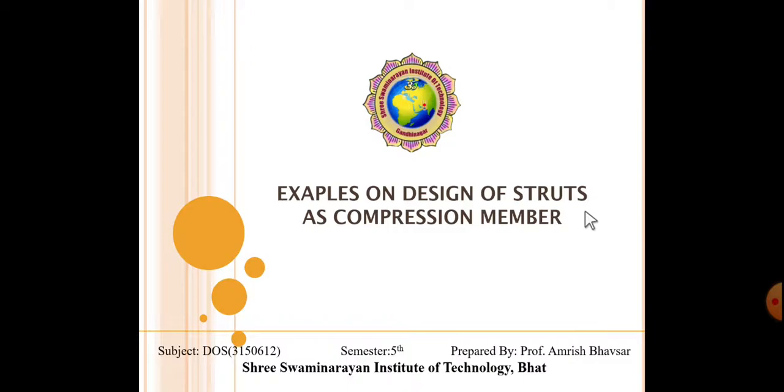So, in previous lectures, we have understood how to analyze compression members, particularly struts. In that case, we have understood how to find out the design compressive strength, that is PD, using IS 800 2007.